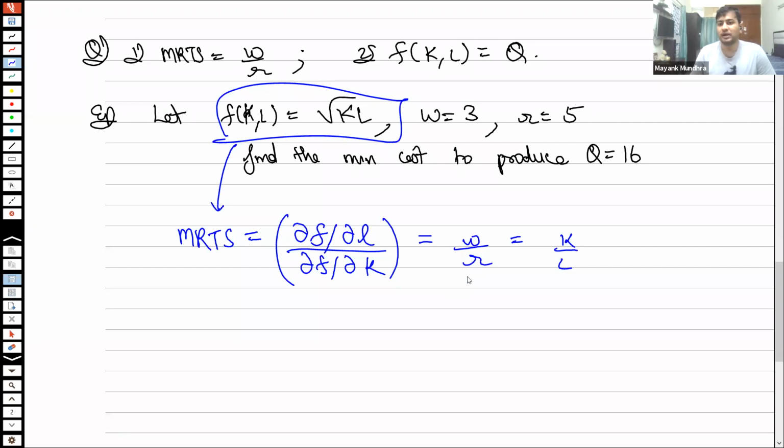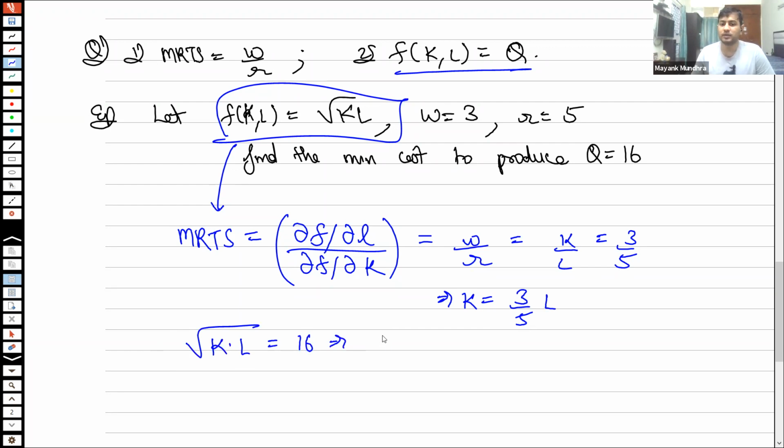So W by R is 3 by 5. So this implies K becomes equal to 3 by 5 times L. Now the second equation is the production level. So this just says under root K into L should be equal to 16, which implies that K into L should be equal to 16 square. So that is, well, 16 square.